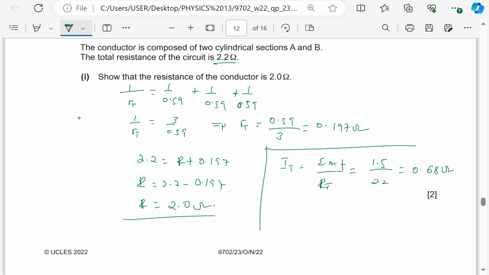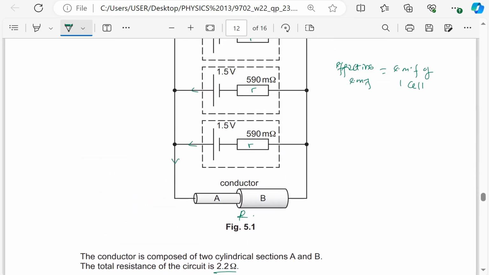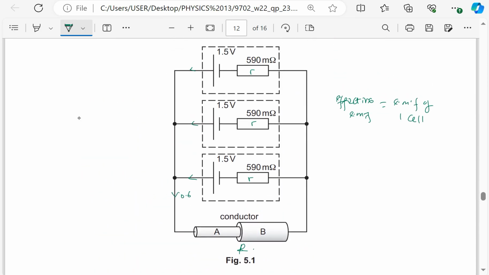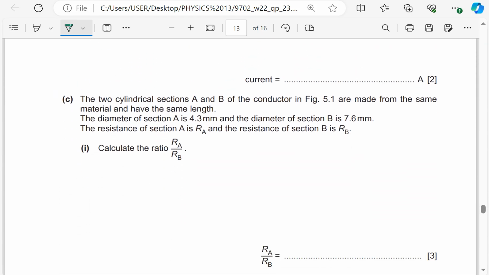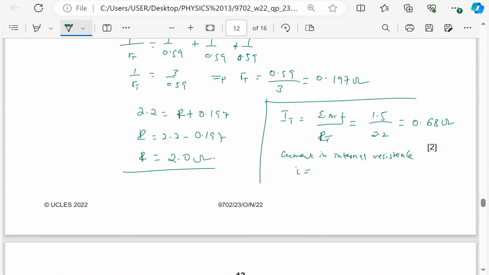And remember, if I consider the current in the internal resistance, I, because the currents add up to form 0.68. So if this is I, it is going to be just divide this by 3. So I would divide this by 3. So it will be 0.68 divided by 3. That is the current in the internal resistance of each cell.